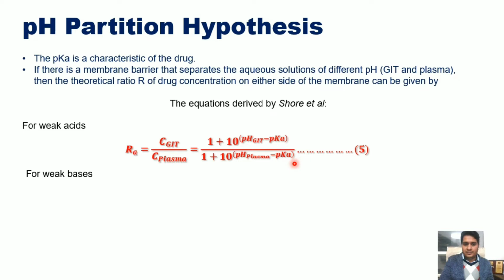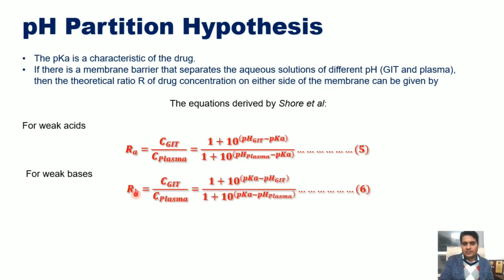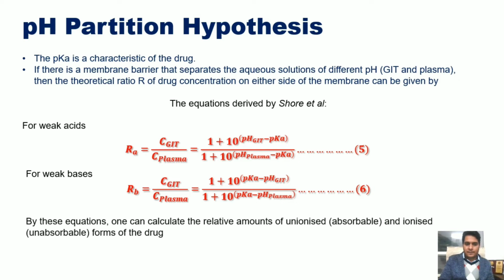For weak bases, the equation is Rb equal to C GIT upon C plasma, which is equal to 1 plus 10 to the power pK minus pH GIT, upon 1 plus 10 to the power pK minus pH plasma. These are the equations derived from Shore et al. for determining the theoretical ratio of drug concentration on either side of the membrane. By these equations, one can calculate the relative amounts of unionized and ionized forms of the drug and predict the extent of absorption at a given pH of the GI tract.